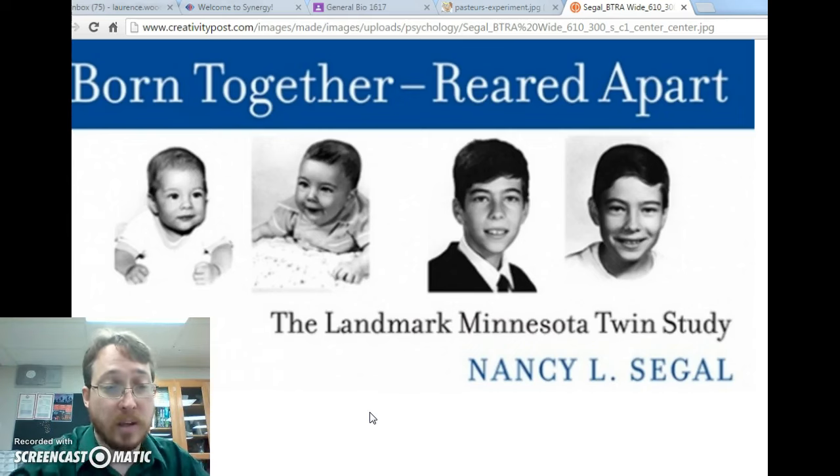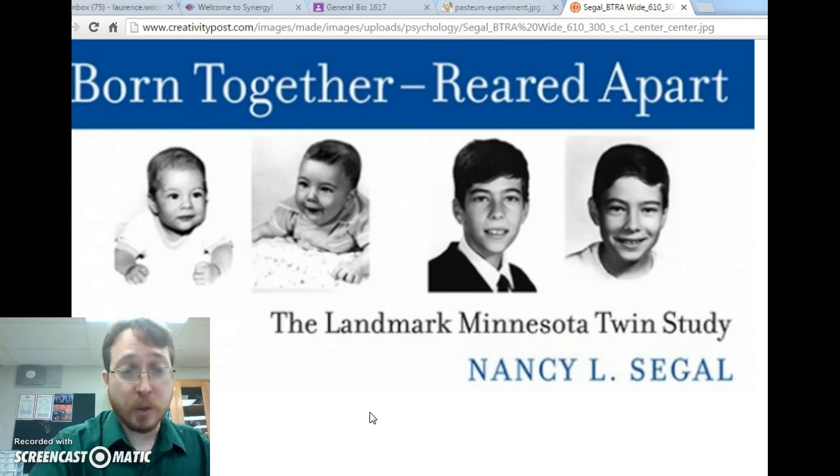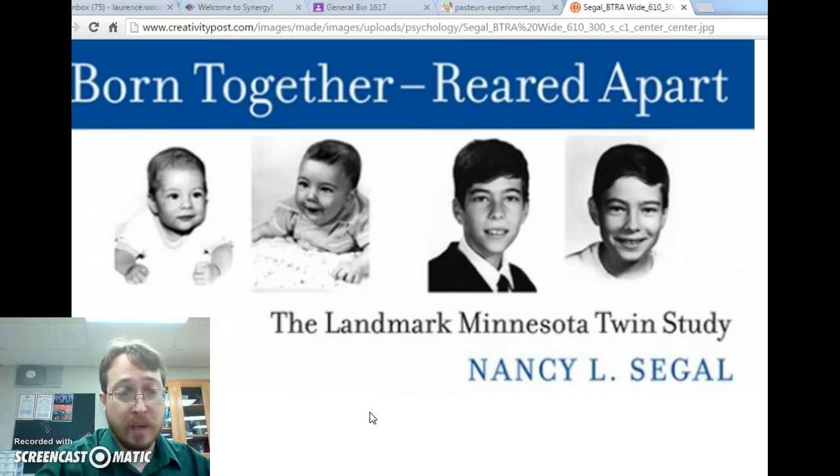This is going to be a twin study. There are twins that are born, but they are put up for adoption, and different families adopt each twin. And so what we get to do is we get to see how much of their life is going to be determined by their genetics, because each twin has the same genes, and how much of their life is going to be determined by the environment that they grow up in.